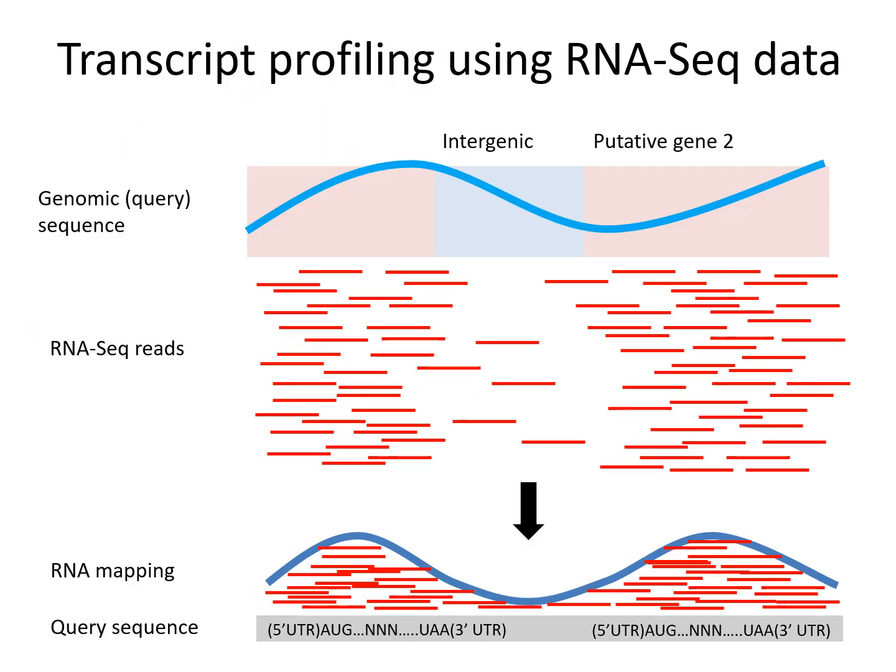To resolve this problem, we use transcript profiling using RNA sequencing data. Without going into too much detail, the logic here is straightforward. We align RNA sequencing fragments to genomic sequences, and by determining the distribution of these reads onto the 16S ribosomal RNA sequence, we can find where exactly the 3' end is.